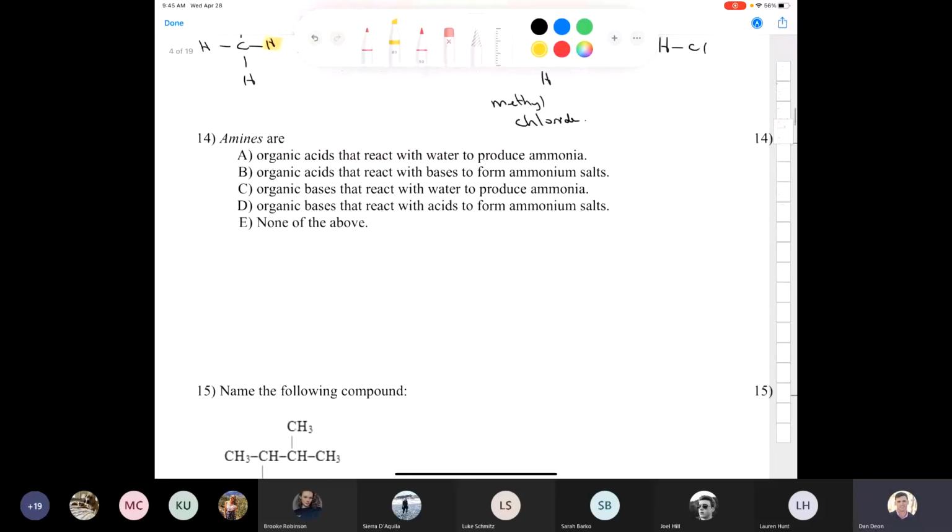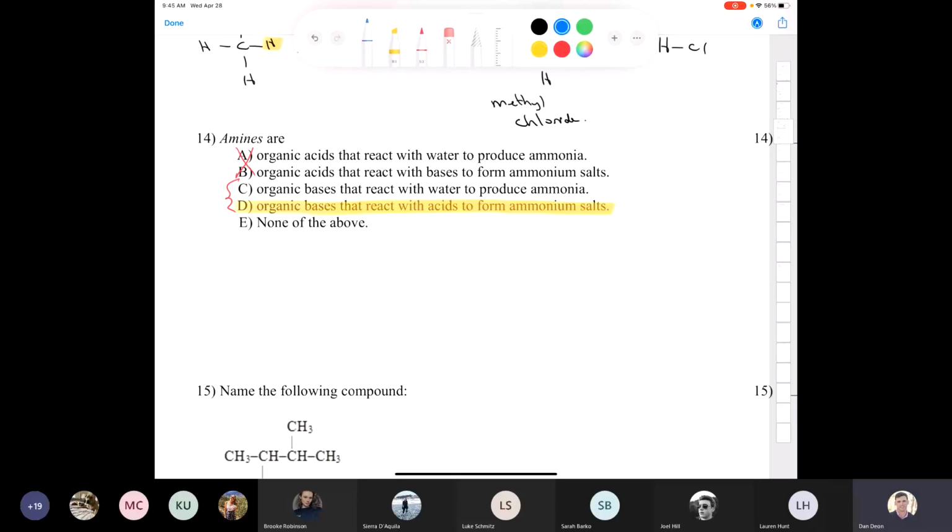Question 14, amines are organic acids. You can see that possible answers involve organic acids and organic bases. Well, the first thing is that amines are not acids. They are, in fact, organic bases. So that means that a possible answer could be C or D. It says organic bases react with water to produce ammonia, or organic bases that react with acids to form ammonium salts. The correct choice is D. Let me show you why.